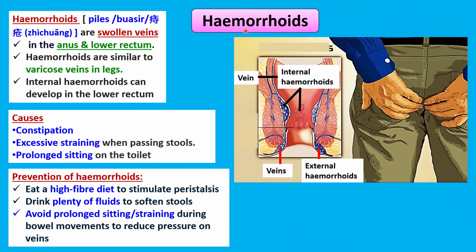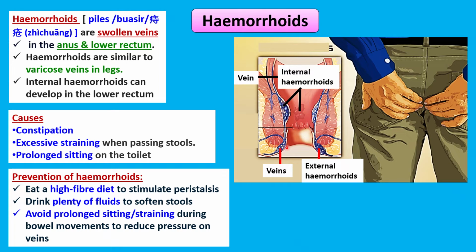So let's discuss hemorrhoids. Hemorrhoids, or piles, or boisier in Malay, or zhichuang in Chinese, are swollen veins in the anus and lower rectum, and they are similar to varicose veins in the legs. Internal hemorrhoids can develop in the lower rectum. Let's look at this picture. This is a section through the back part at the anus, and this is the rectum.